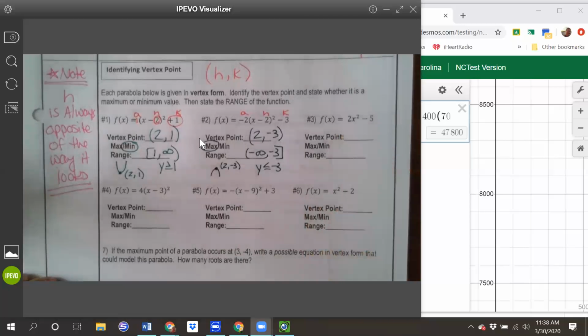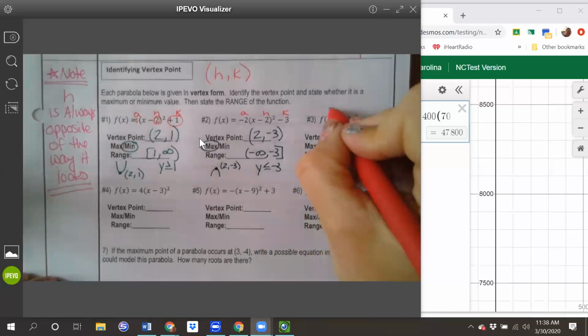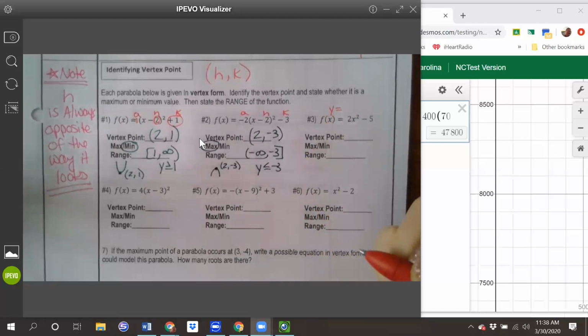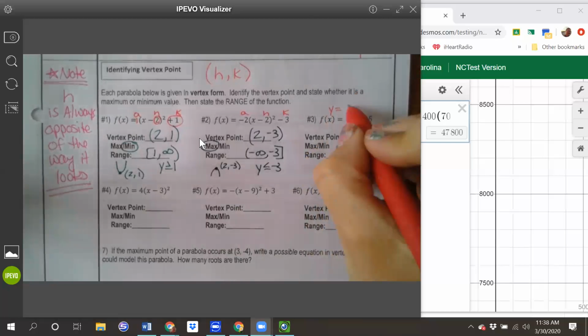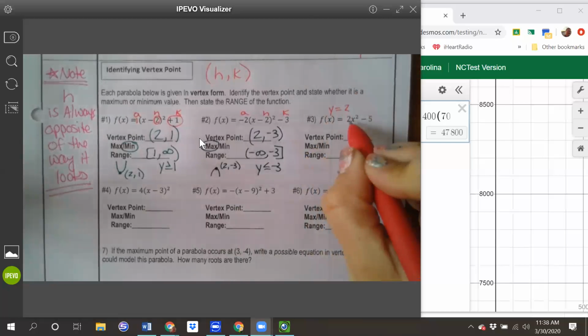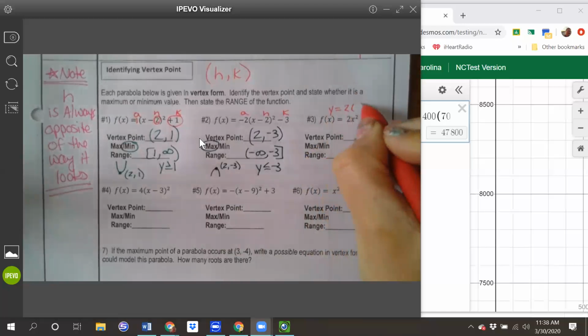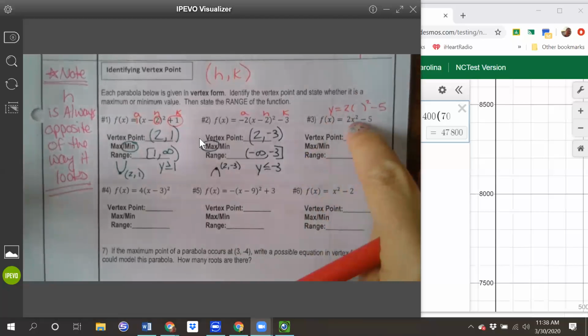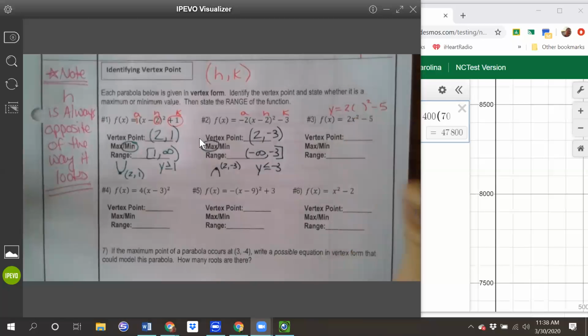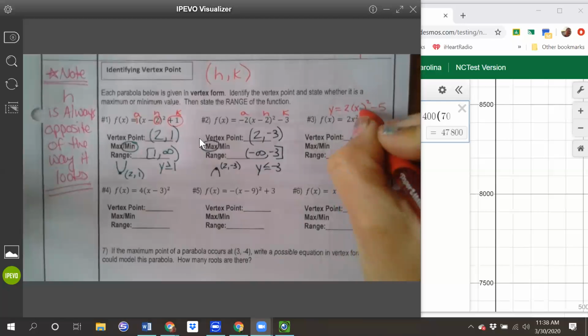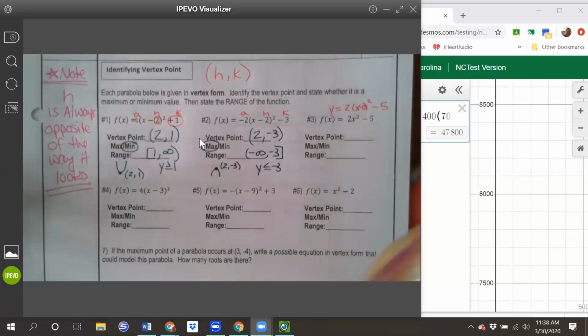Well, what are we missing? Can I rewrite this in standard form? So A is the number out ahead, right? This thing squared minus 5. What would have to go with the x in order to square it and just have an x squared? Wouldn't that have to be a 0?